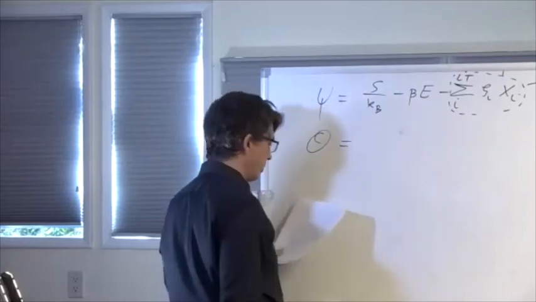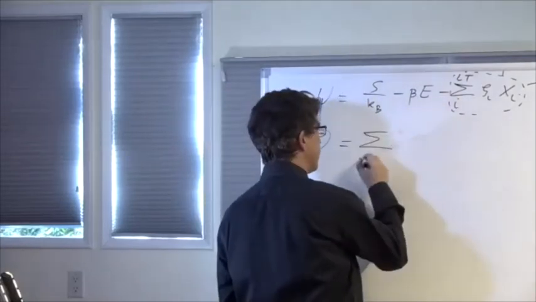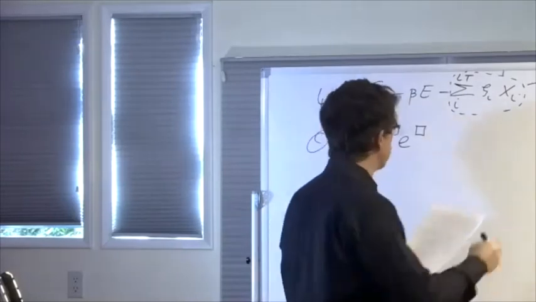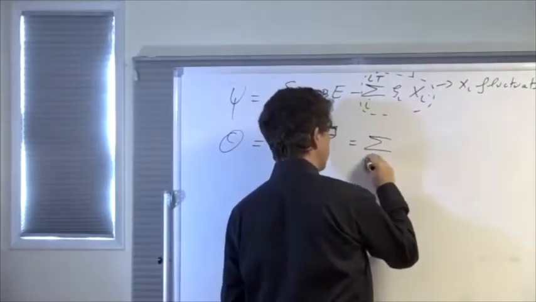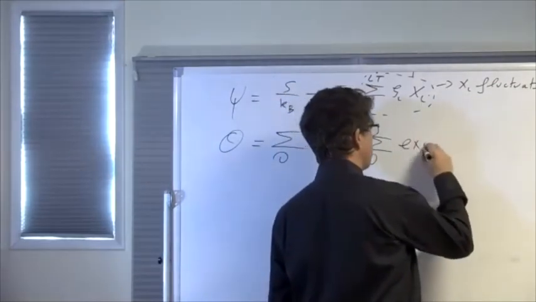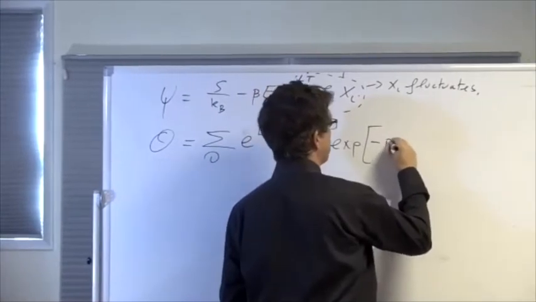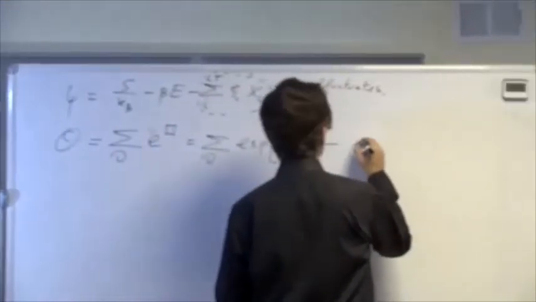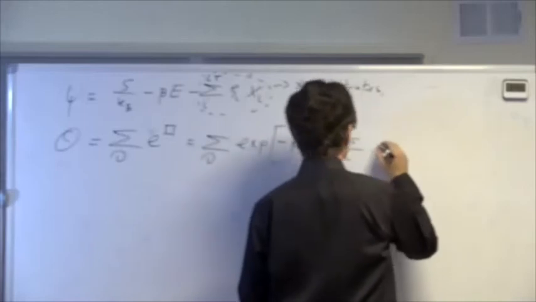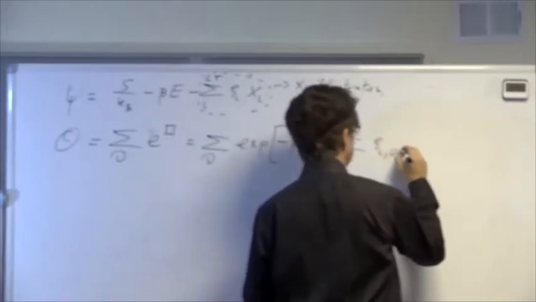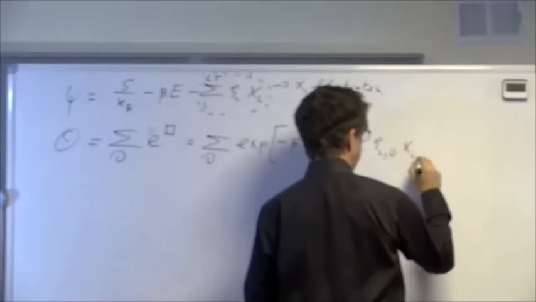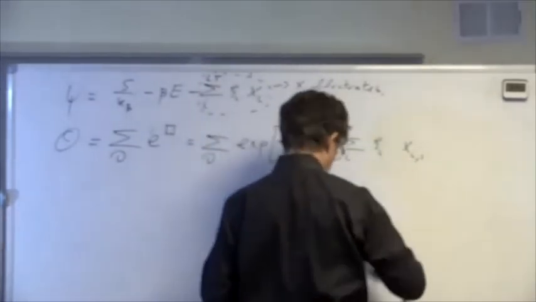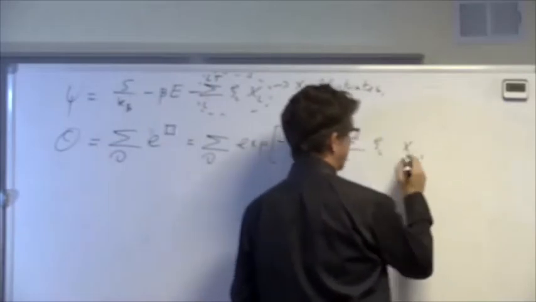So the partition function is the sum over all states, e to the whatever goes in this box, which is the Legendre transform part. So the sum over all states of the exponential of minus beta E nu minus the sum over i of psi i x i nu, sorry. Too many indices. Psi is a control variable, so it has no dependence on microstate. Psi i, here we go.